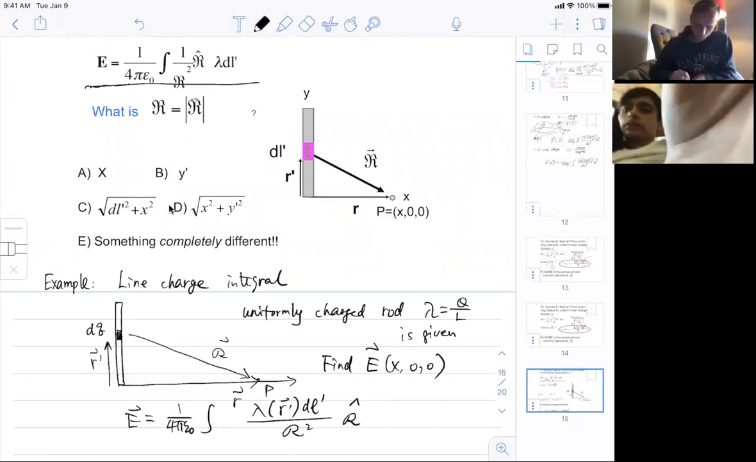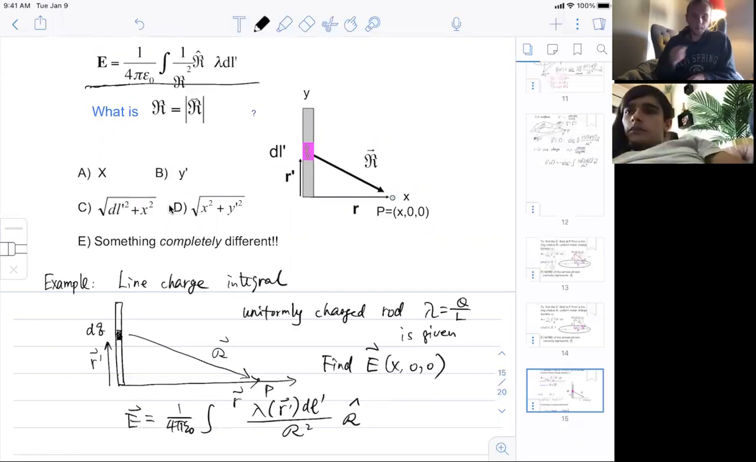Okay, so what do you think? It looks like it's going to be in this triangle, right? And it's the hypotenuse of this triangle. So is it going to be C or D? We all agree that this line is x. This side is x. Now, what is this side?